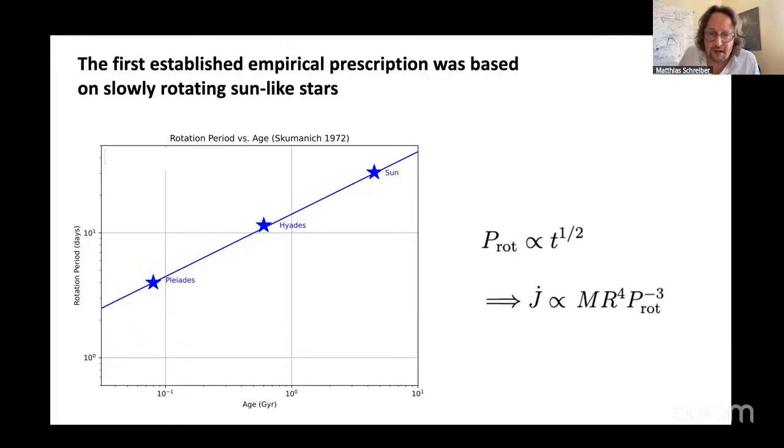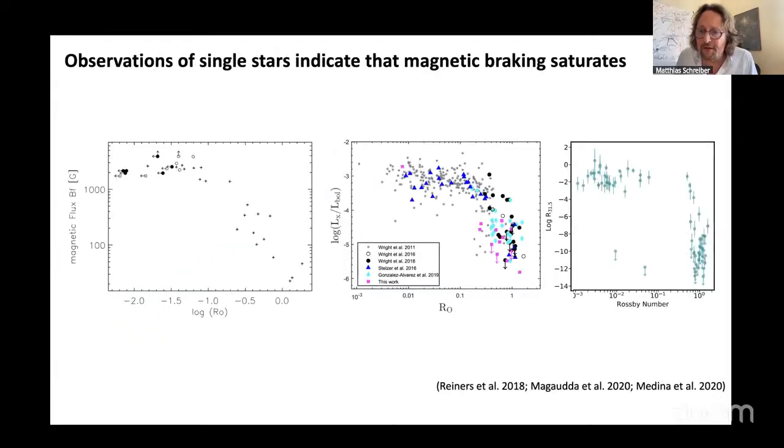So what is saturation? Here we see different activity indicators: the magnetic flux on the left, the X-ray luminosity, and the flare rate. So how many flares are counted over a certain period of time. And all this as a function of Rossby number. And the Rossby number is the rotation period divided by the convective turnover time. So on the left in each diagram, you see rapidly rotating stars, and on the right, you see slowly rotating stars.